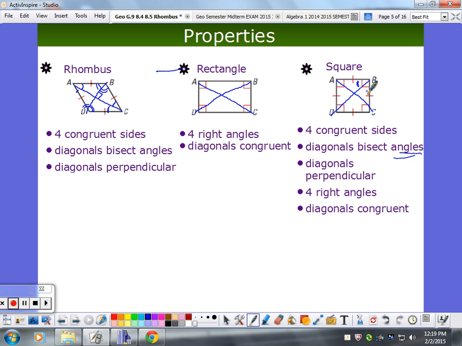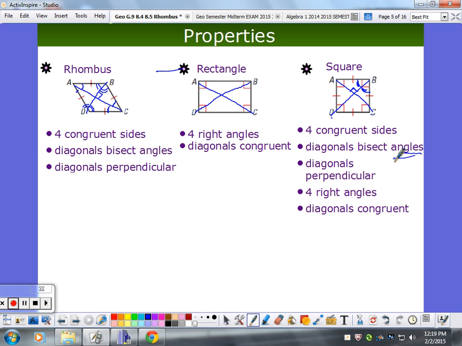These are congruent angles. If this whole thing's 90, what does it make each piece? 45. So all the way around you get 45 degree angles. Diagonals are perpendicular because it's a rhombus. Four right angles because it's a rectangle. And the diagonals are congruent because it's a rectangle. So you put those properties all together for the square.